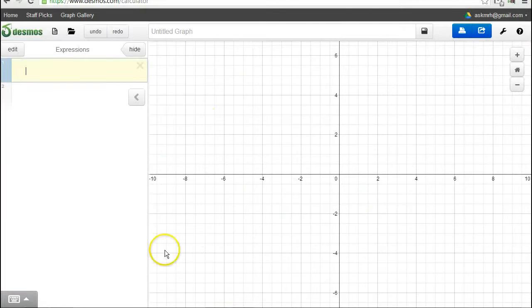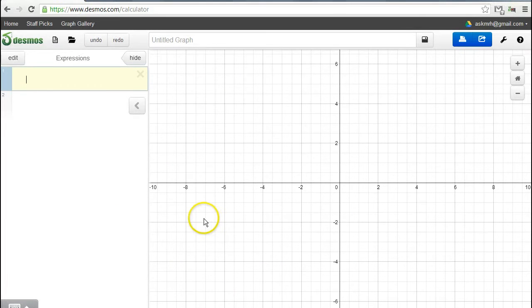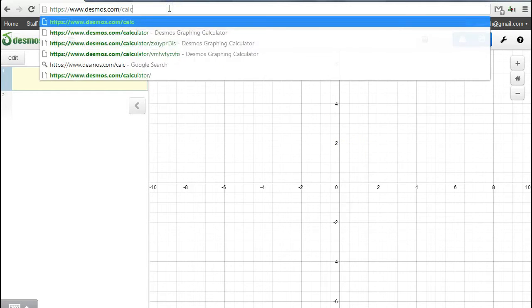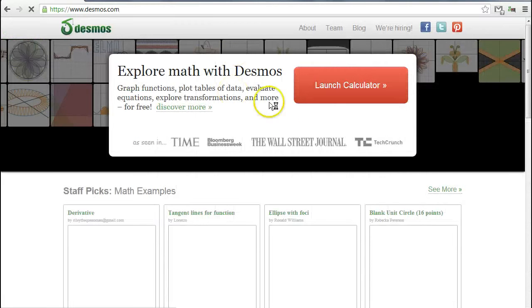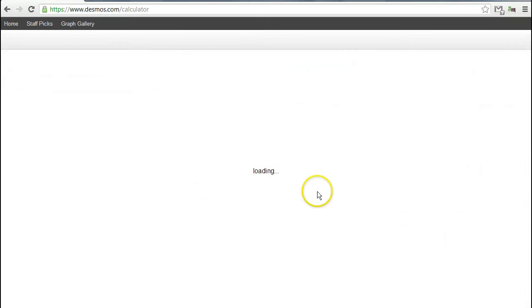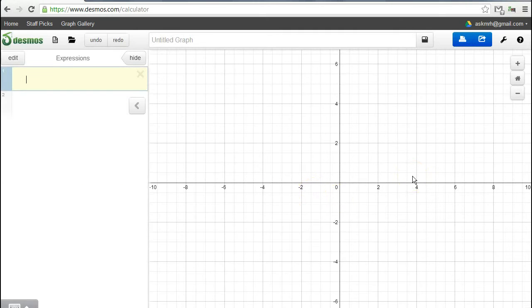It's online. It's called Desmos. So you go to www.desmos.com/calculator, and this will pop up. Okay, so let me show you actually. When you go here, it's gonna say, do you want to launch the calculator? And you say yes, and you get the calculator like this. And I also have this link.